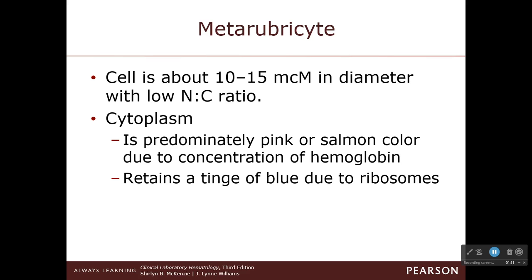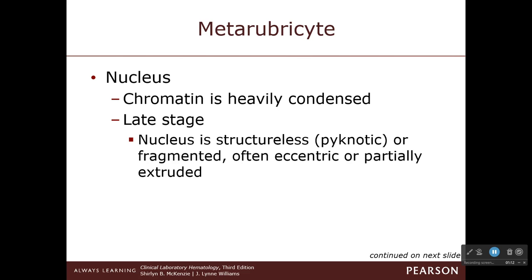Metarubricyte. So, cells 10 to 15 micrometers in diameter, very low nuclear-to-cytoplasmic ratio. Cytoplasm is predominantly pink or salmon color because at this point most of the hemoglobin is created, 80 to 85% of it. It still retains a tinge of blue because there are still some ribosomes available. Nucleus, really heavy chromatin, usually getting toward that pyknotic stage. Can even be fragmented. Usually it's eccentric. Remember what I told you guys about eccentric? What does eccentric mean? Pushed to the side.